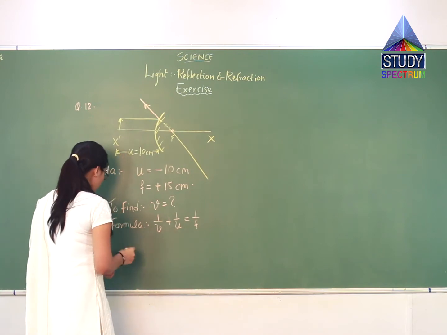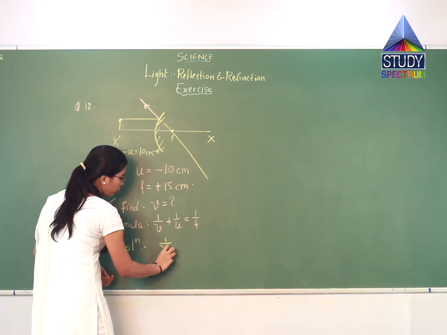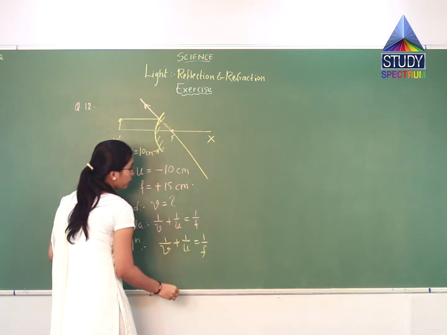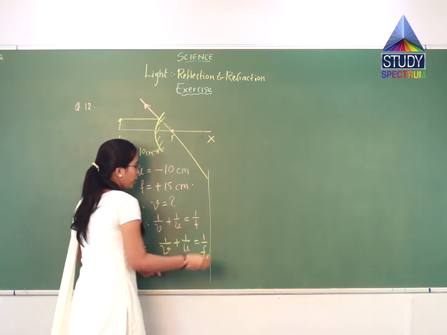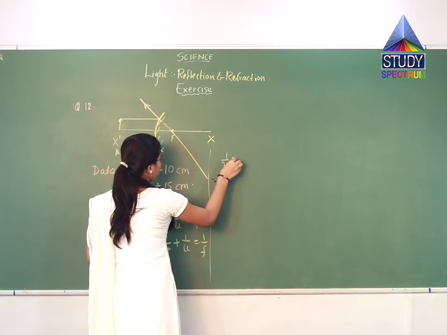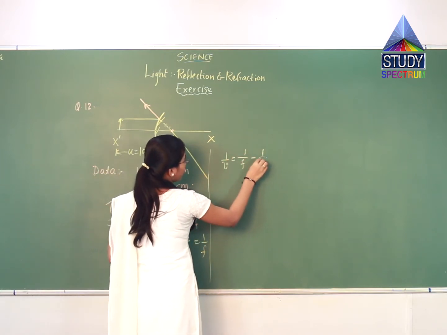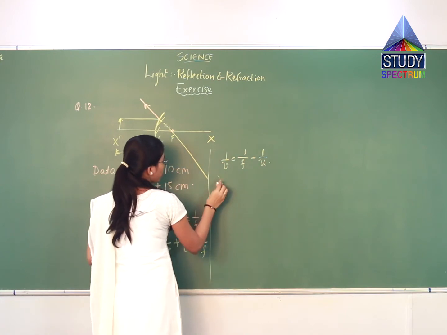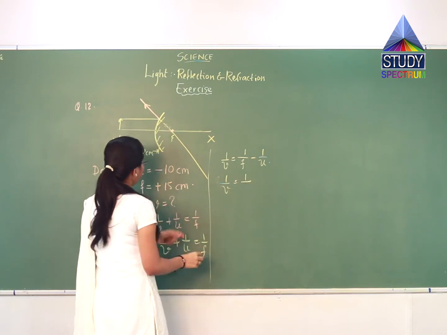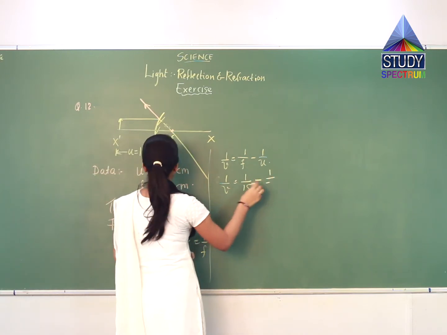Now let us start solving. So solution, rewrite the formula, 1 upon v plus 1 upon u is equal to 1 upon f. So v we have to find here. So 1 upon v will be 1 upon f minus 1 upon u. So let us substitute the values. So 1 upon v is equal to, my f is plus 15 minus u is minus 10.